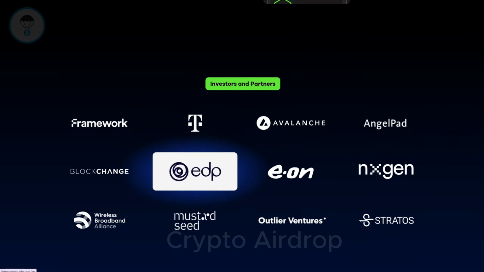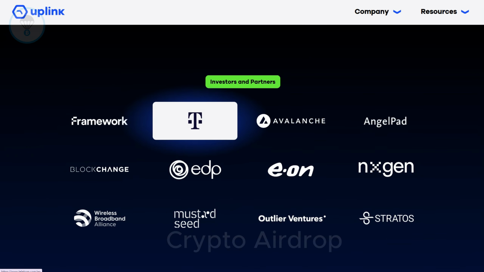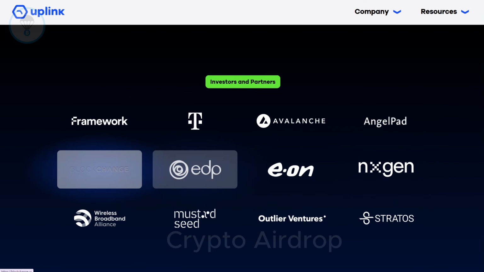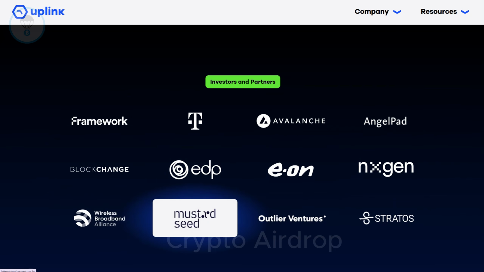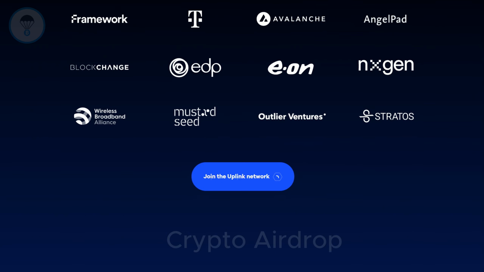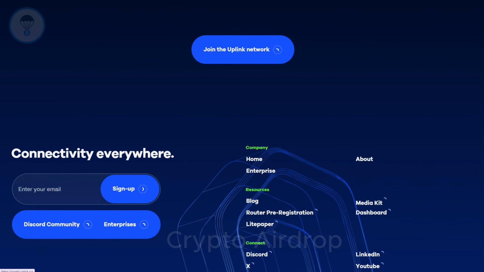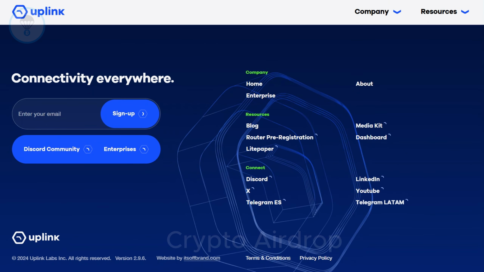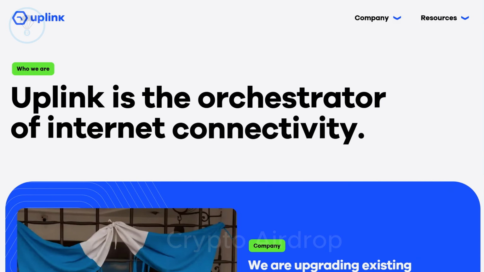Uplink investors and partners. On April 11th, 2024, Uplink announced that it successfully raised $10 million. Framework Ventures led this funding round. In terms of partners, Uplink has collaborated with companies such as Ericsson, Deutsche Telekom, and E.ON. Most of these companies are in the telecommunications technology field, sharing the common goal of realizing the project's vision.